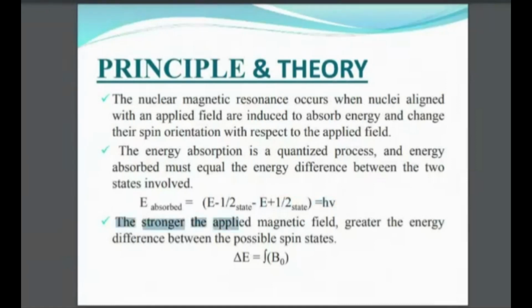The stronger the applied magnetic field, the greater the energy difference between the two possible spin states. I will repeat this statement. The stronger the applied magnetic field, the greater the energy difference between the possible spin states. So the energy is directly proportional to the applied magnetic field.